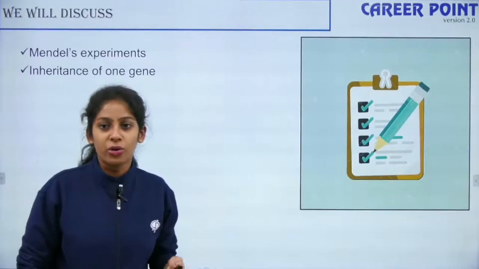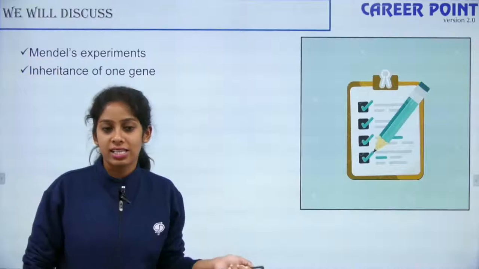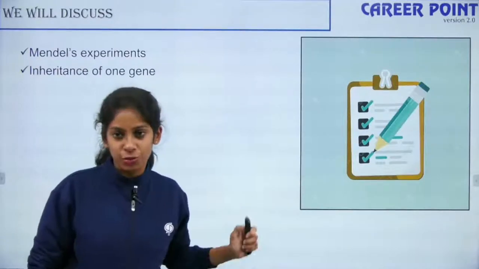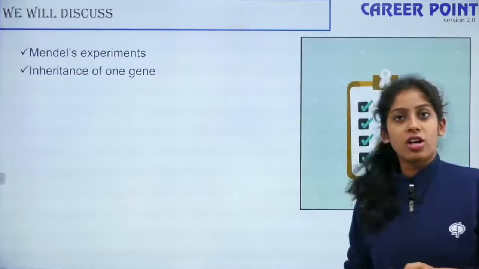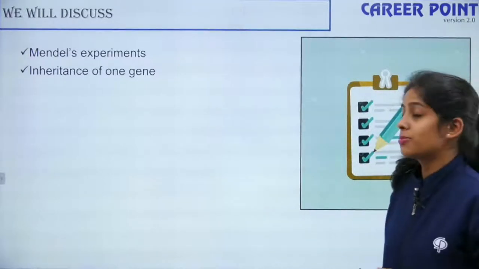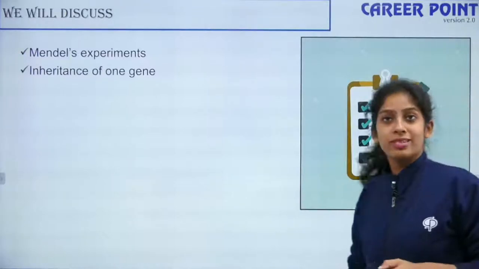You have a hero, you have a villain. You have the struggles the heroes face, and the final successful thing is the result that we have. And that is what we are studying today. So today we are going to talk about Mendel's experiments. This is the Principles of Inheritance and Variation chapter.